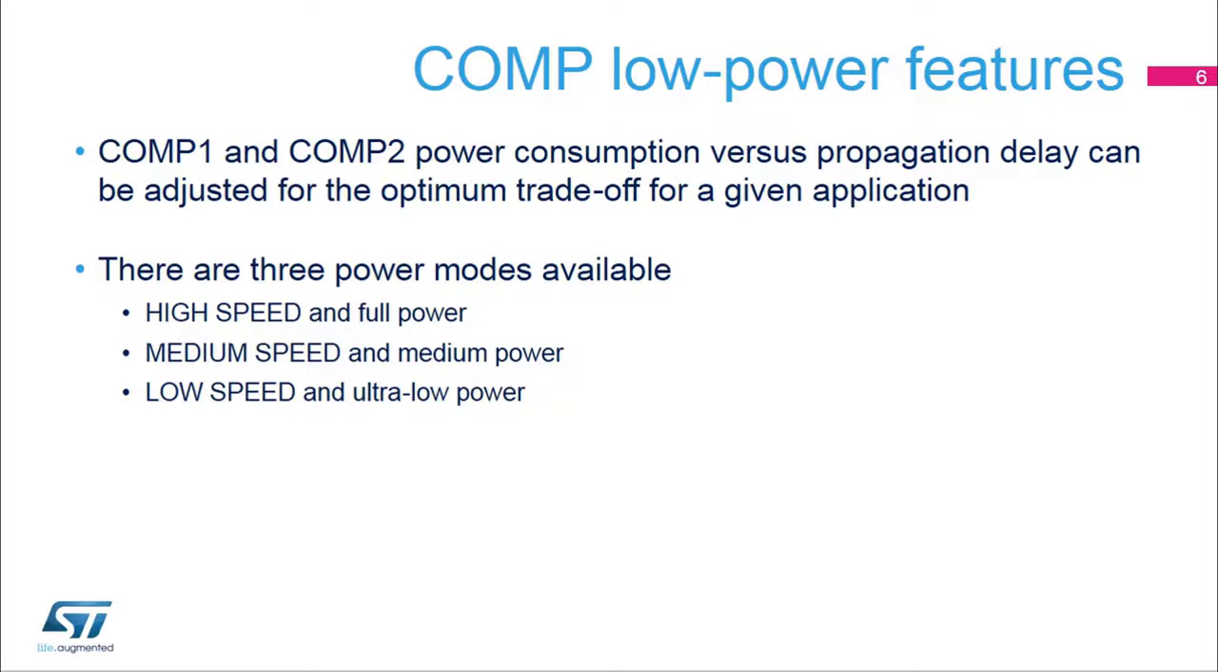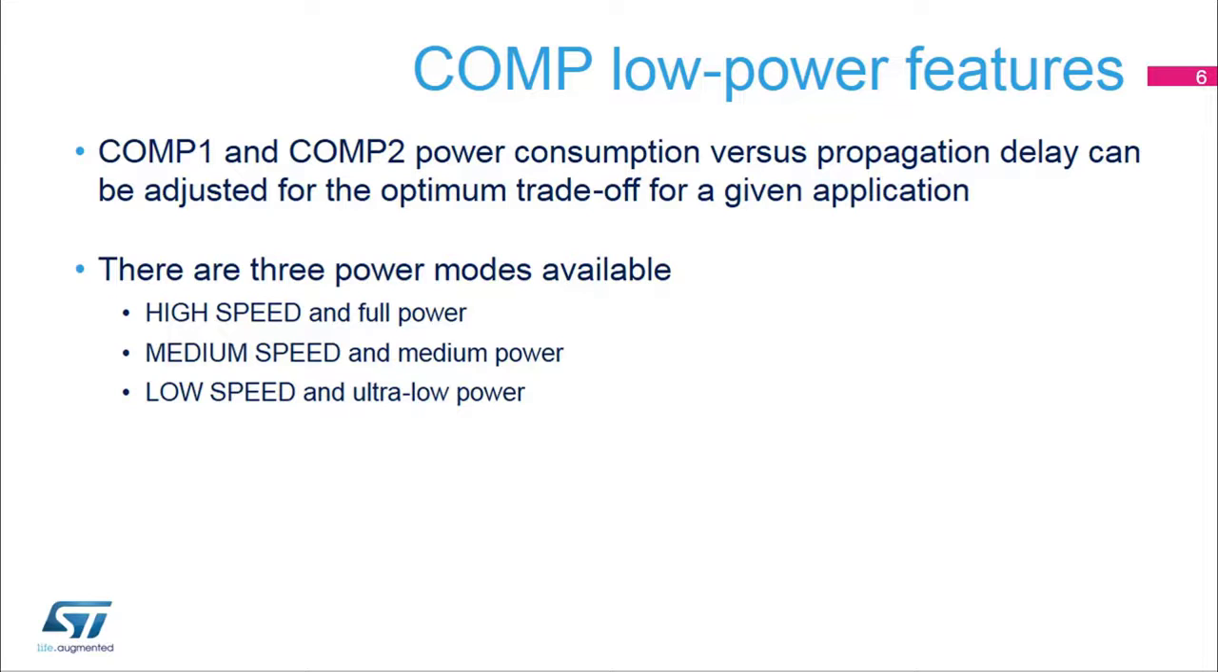The comparator's power consumption can be adjusted to have the optimum trade-off between the speed and energy efficiency for a given application. There are three modes available: high speed, medium speed, and ultra-low power. The high-speed mode would be preferred for power conversion applications, for example, a motor control design, while ultra-low power mode would be the right choice for battery-powered applications where reaction times are not critical, for example, in PIR sensor monitoring.